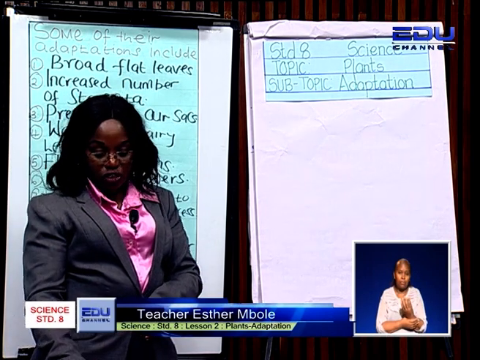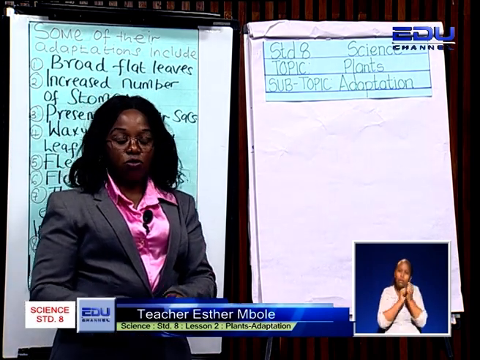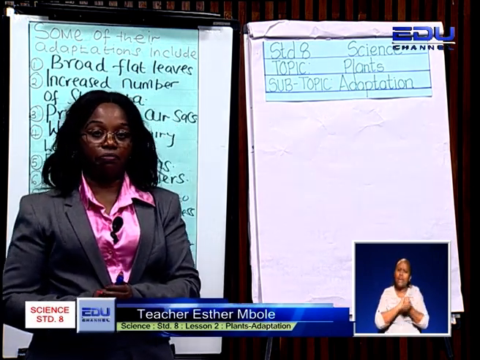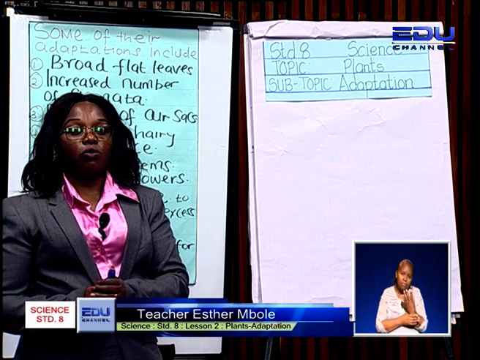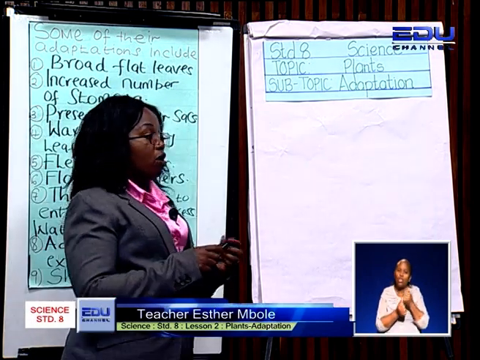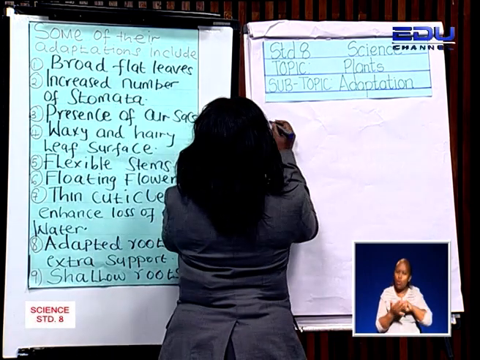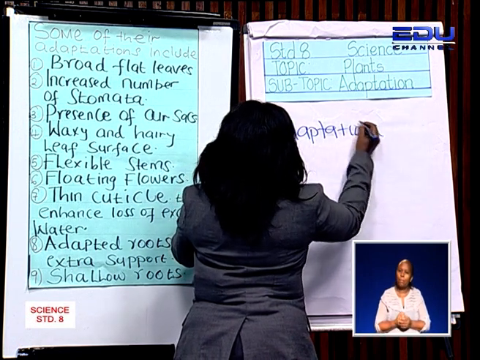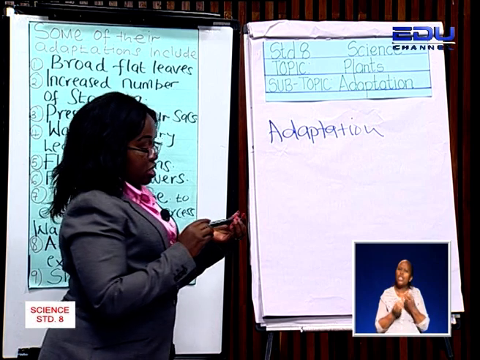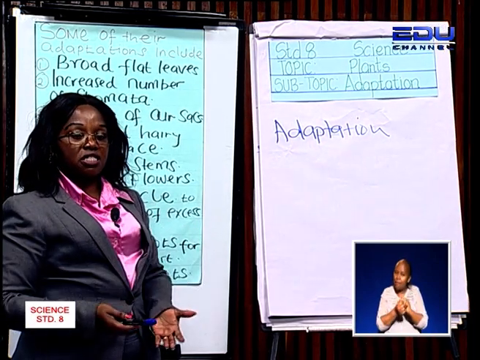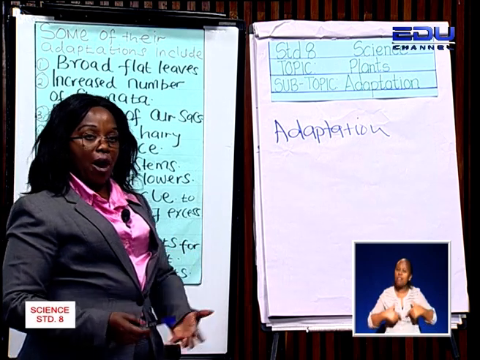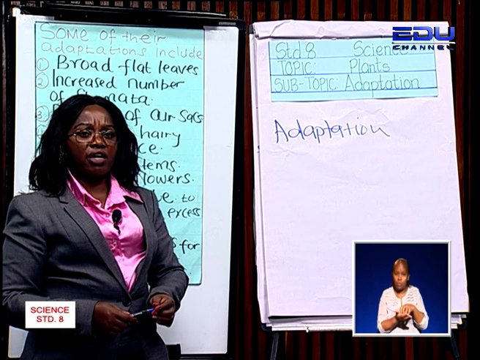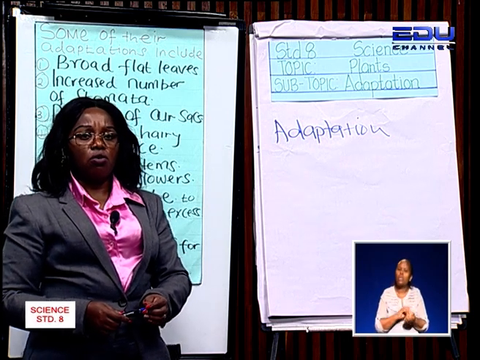As we look at adaptation in plants, my dear learner, first I would want us to understand what we mean by adaptation. We are going to look at the meaning of adaptation. In very simple terms, to adapt means to adjust or to try to cope with a given situation or circumstance. So when we are talking about plants adapting, what do we exactly mean?